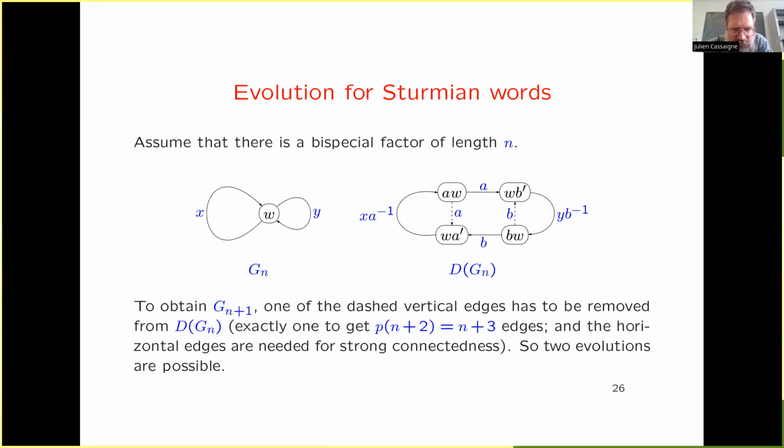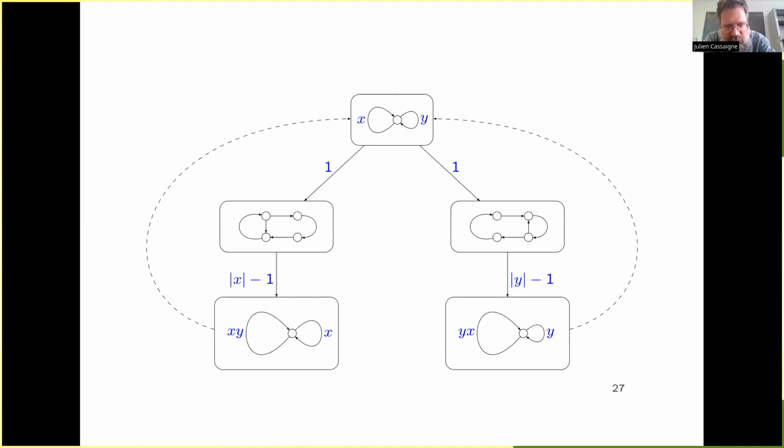So in the case of Sturmian words, when you have bispecial factors, you have two loops that are usually called X and Y. And at the bispecial factor, you have edges that go from the right part to the left part or the other way around. You cannot remove them because otherwise the graph will not be strongly connected. But the two vertical edges, you may remove them, and actually you have to remove exactly one of them to get the right complexity. And so you have two choices. And these two choices can be summarized in this graph of graphs.